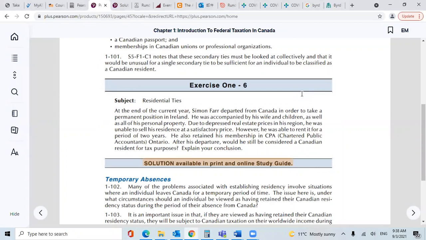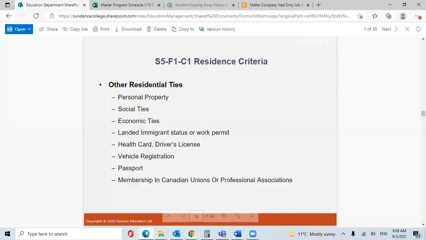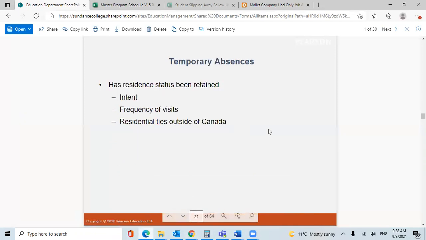So we finished exercise 1 regarding the residential tie. The next one will be temporary absence. Temporary absence is where an individual leaves Canada for a temporary period of time. If during his living period, does he need to pay Canadian income taxes? Right, so that is a temporary absence.